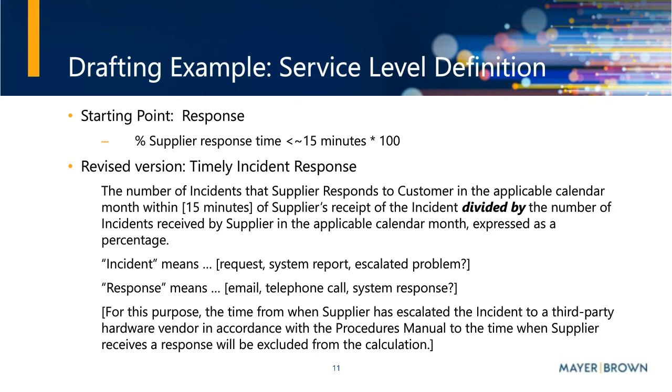To improve on this starting point, we will first need to understand what the business goal is. If, for example, the goal is for timely response when customer systems are having issues, we can clarify this by stating that the supplier is responding to how the percentage is calculated. In the second bullet here, you can see a revision. Instead of just saying response time, we indicate the number of incidents that the supplier responds to in the applicable calendar month, and then divided by the number of incidents actually received by the supplier in the applicable month.